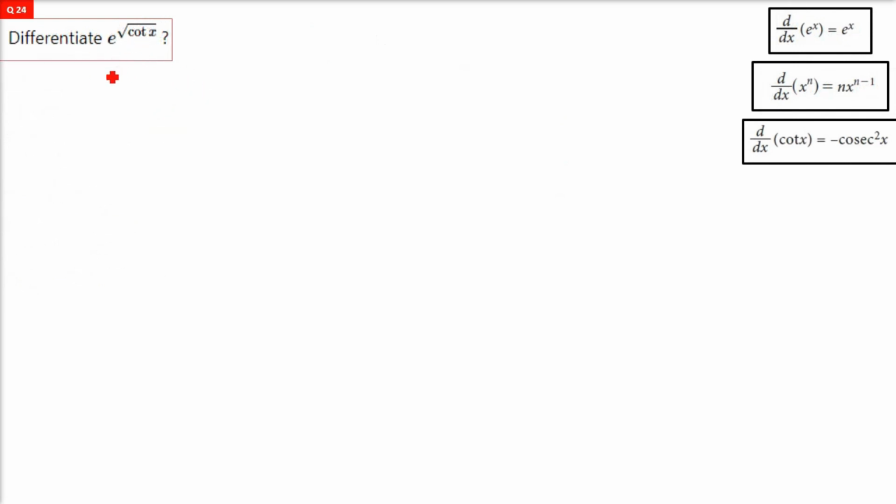E to the power under root cot x. I think this kind of question we have already done. So e to the power x is simply e to the power x. So e to the power under root cot x will be e to the power under root cot x only. First step: e to the power z, e to the power under root cot x. Now you have to differentiate under root of cot x.